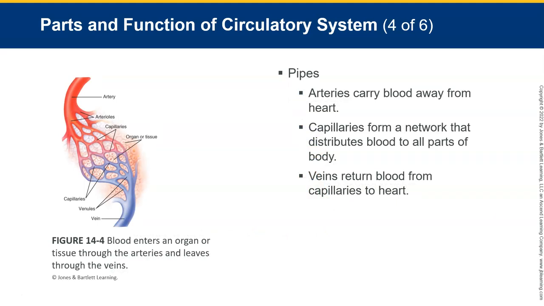Now, parts and functions of the circulatory system. So the pipes. The human body has 3 main types of blood vessels. The arteries carry the blood away from the heart. Capillaries, the smallest of the blood vessels, form a network that distributes blood to all parts of the body. And then the veins return blood from the capillaries to the heart, where it's pumped to the lungs. So blood enters an organ or tissue through the arteries, and then it leaves through the veins.